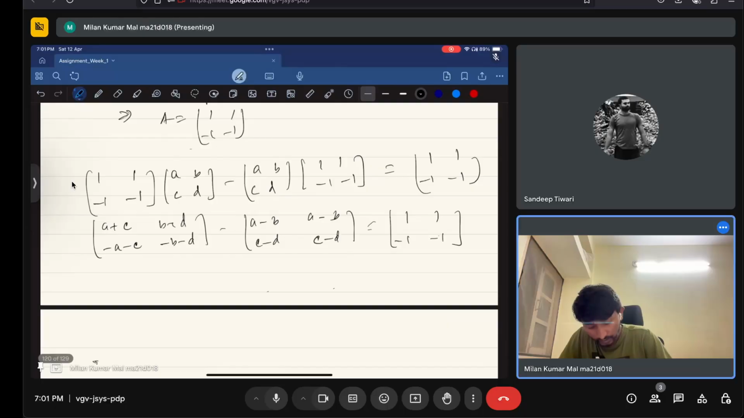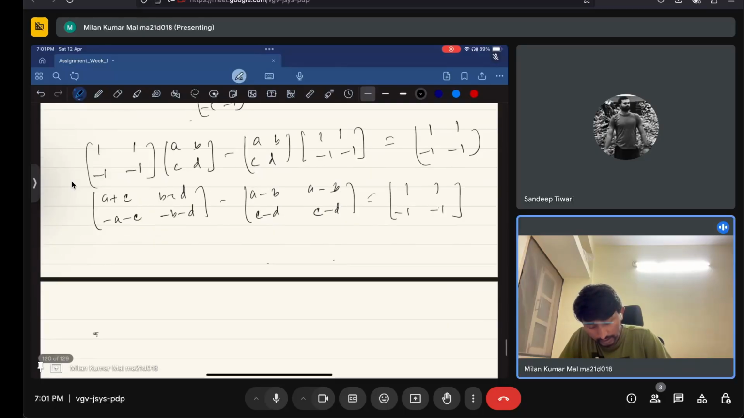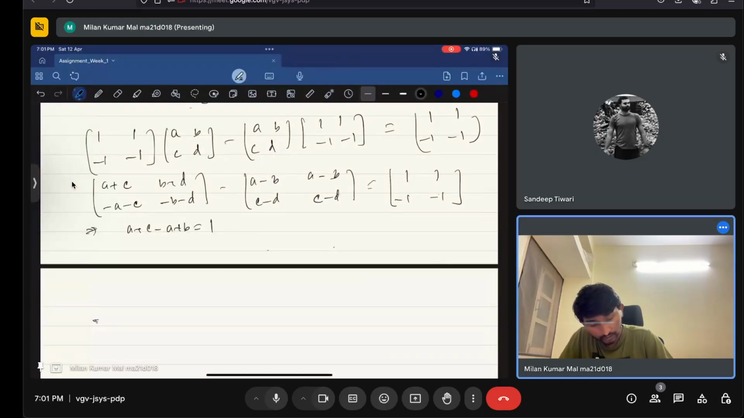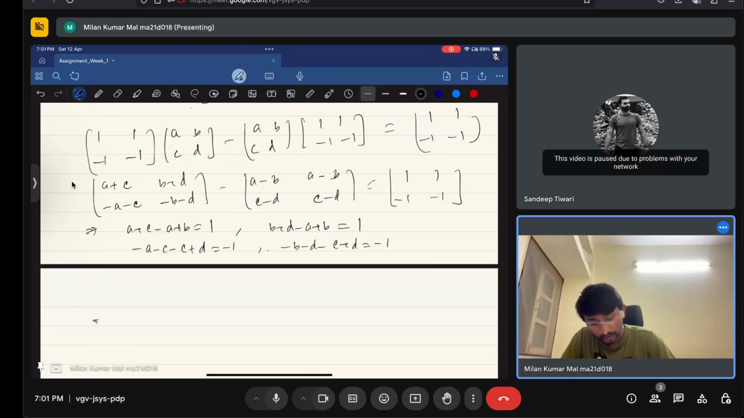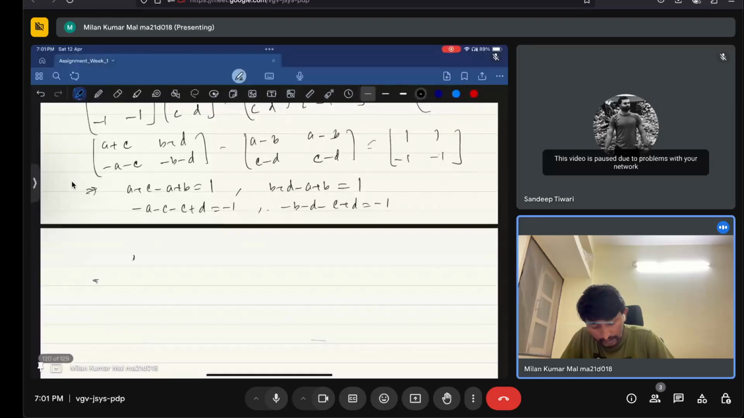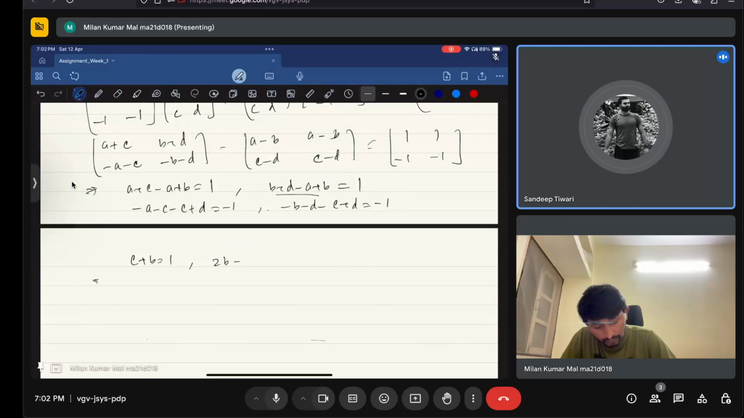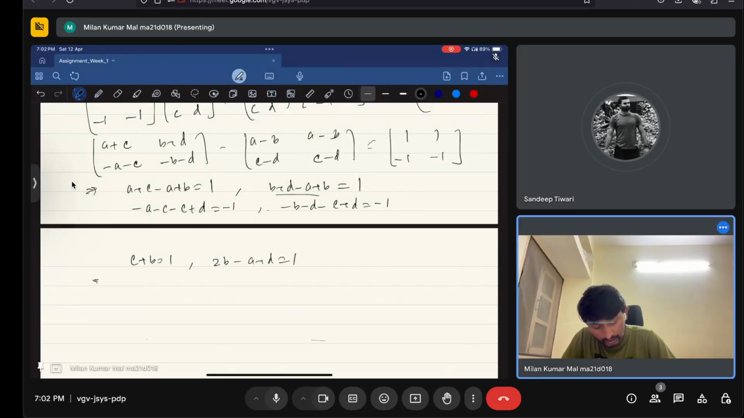So therefore, A plus C minus A plus B equals 1. That is the first one. The second one is B plus D minus A plus B equals 1. The third one is minus A minus C plus D equals minus 1. The fourth one is minus B minus D minus C plus D equals minus 1, right? So this one will give C plus B equals 1, and this one will give 2B minus A plus D equals 1.